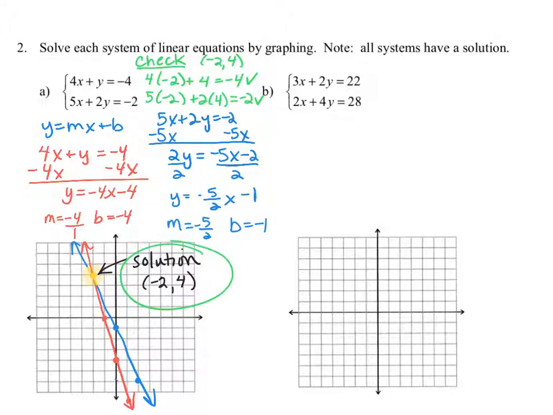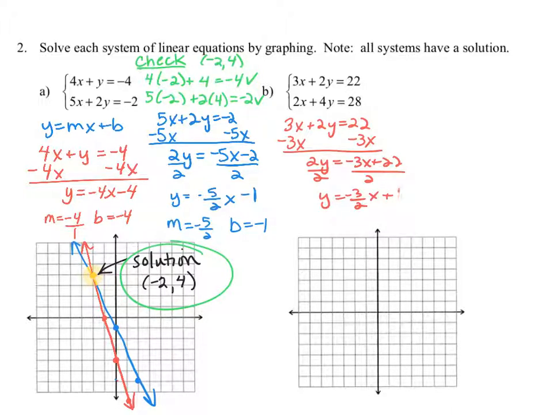Let's try part B. Solve the system by graphing. We're going to take our first equation, 3x plus 2y equals 22. And we're going to solve this by subtracting 3x. We're going to write it in the form of y equals mx plus b. And when we simplify that, we get 2y equals negative 3x plus 22. And by dividing by 2 on both sides, we get y equals negative 3/2 x plus 11.